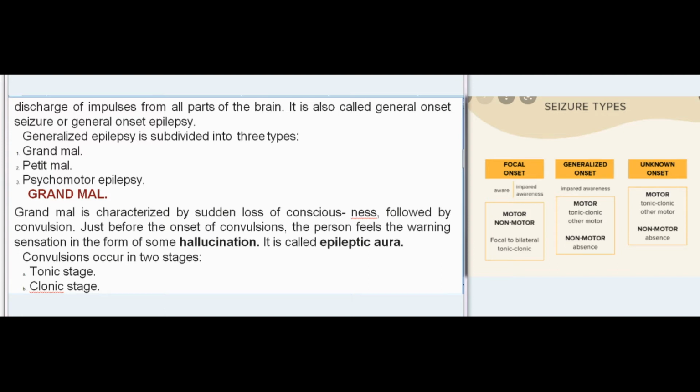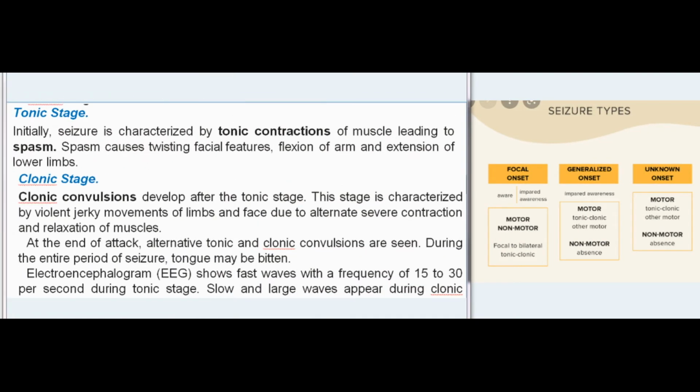Grand mal. Grand mal is characterized by sudden loss of consciousness, followed by convulsion. Just before the onset of convulsions, the person feels the warning sensation in the form of some hallucination. It is called epileptic aura. Convulsions occur in two stages: tonic stage, clonic stage. Tonic stage. Initially, seizure is characterized by tonic contractions of muscle leading to spasm. Spasm causes twisting facial features, flexion of arm and extension of lower limbs.